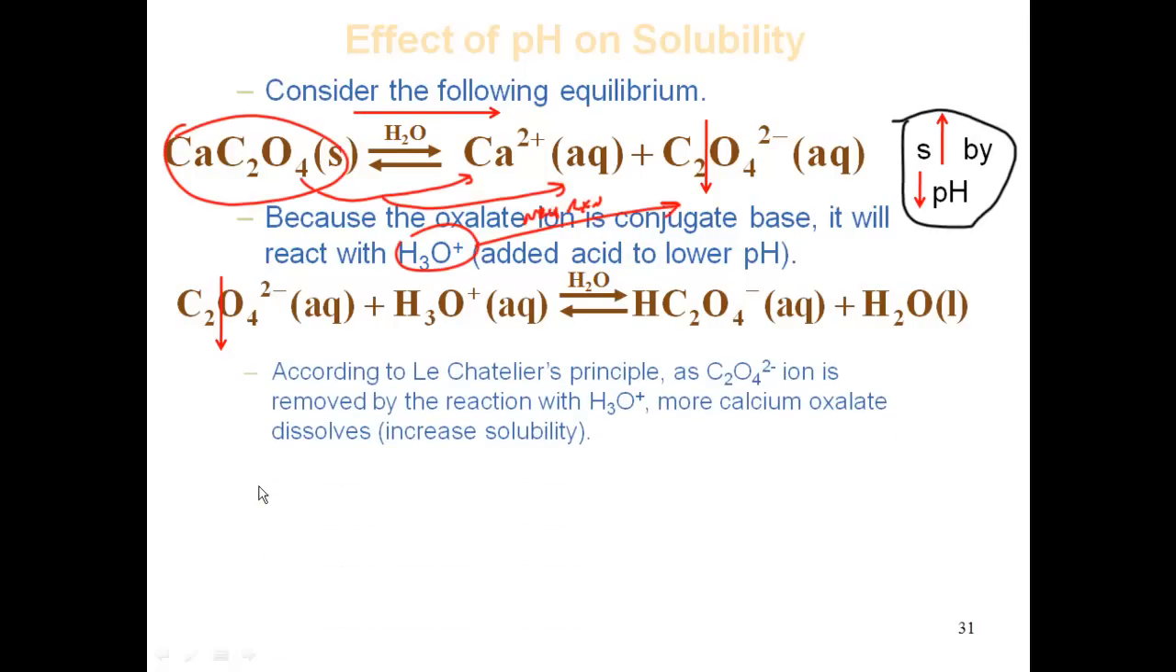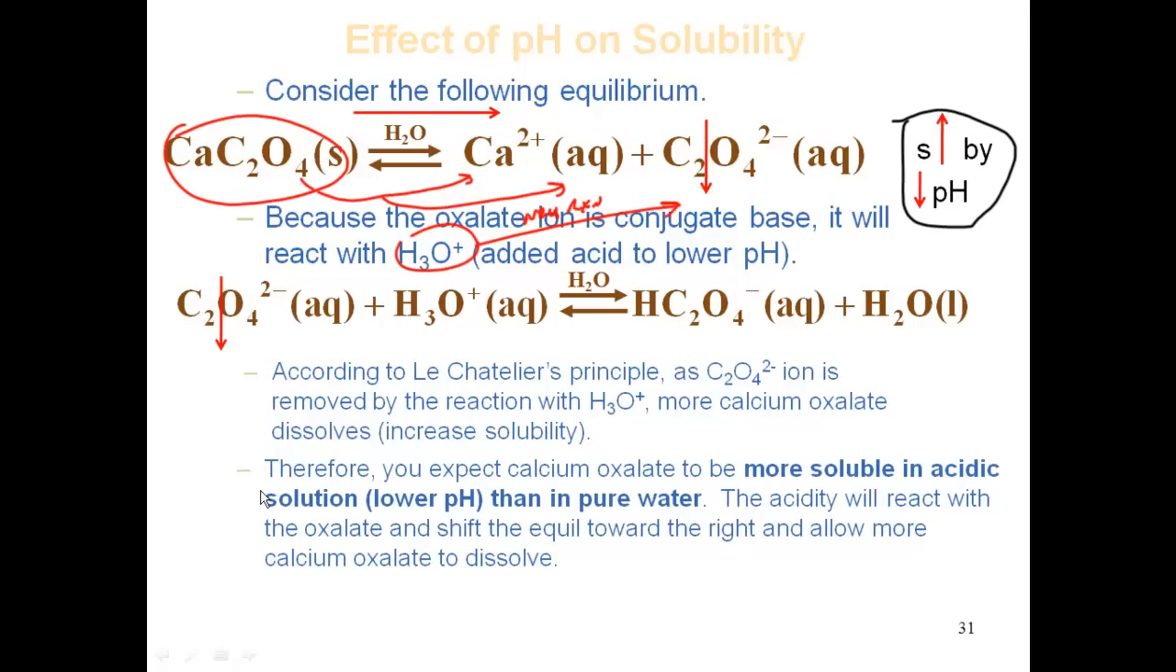According to Le Chatelier's principle, as the oxalate ion is removed by the reaction with hydronium, more calcium oxalate will dissolve, thereby increasing the solubility. Therefore, you expect calcium oxalate to be more soluble in acidic solution, lower pH, than in pure water. The acidity will react with the oxalate and shift the equilibrium toward the right and allow more calcium oxalate to dissolve.